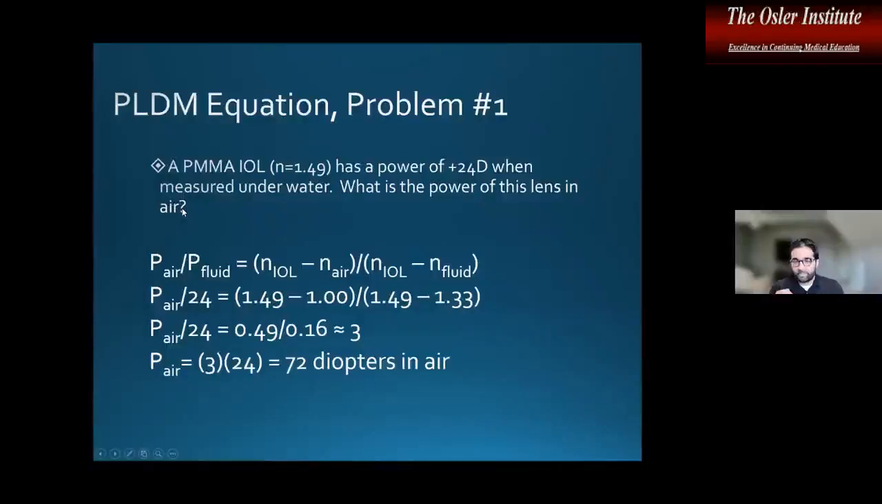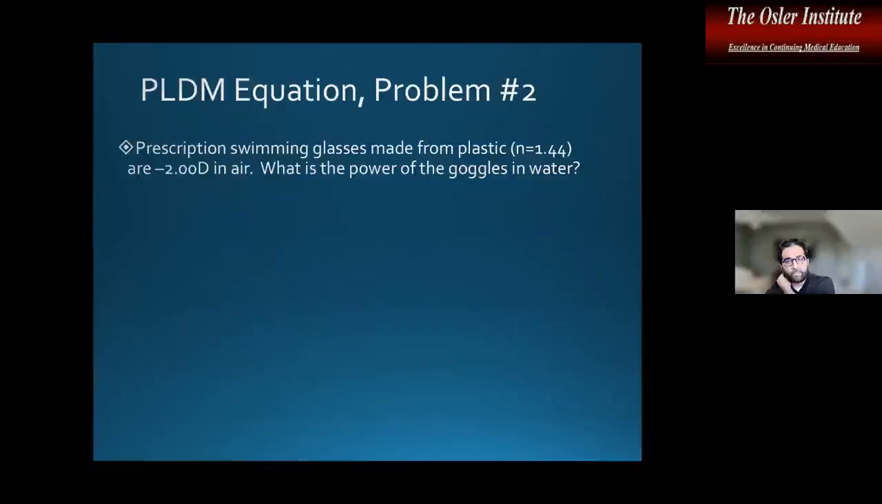So that's what I said earlier on. If you take a 20 diopter lens and take a forceps and hold it up to your eye and try to look through it, that's going to be about 60 diopters of power. So similarly, a 24 diopter lens is going to be about 72 diopters of power in air. Okay, so you can see how we are using the difference in the index of refraction to figure out how much power this lens now has when we change the media between the two substances.